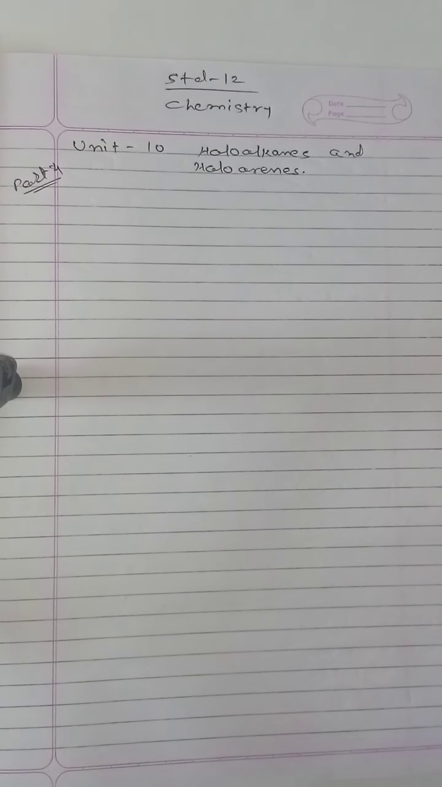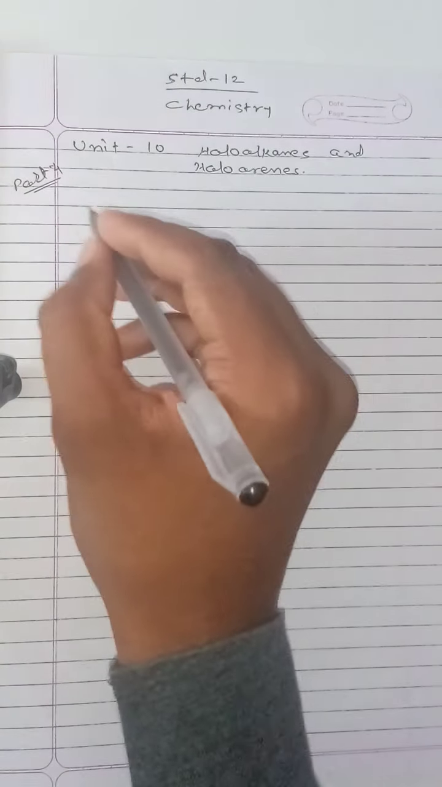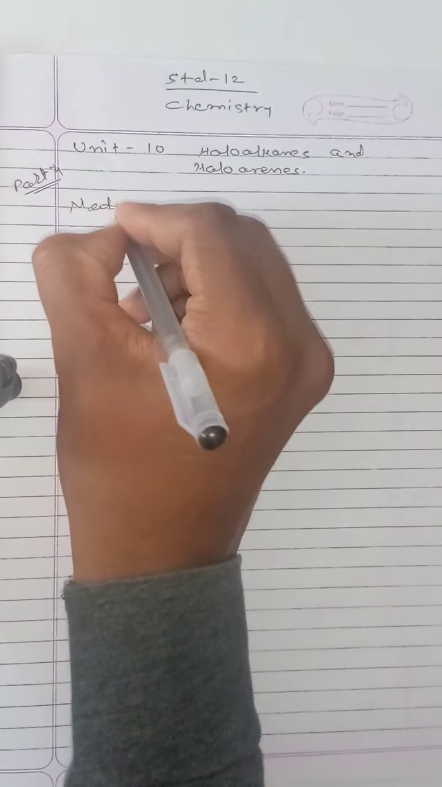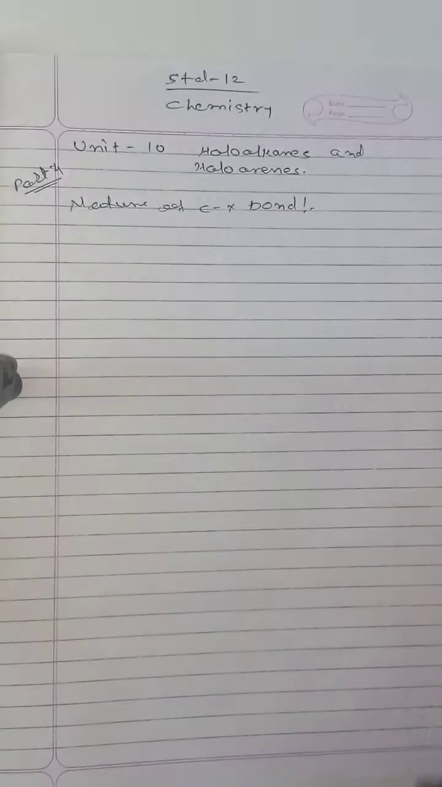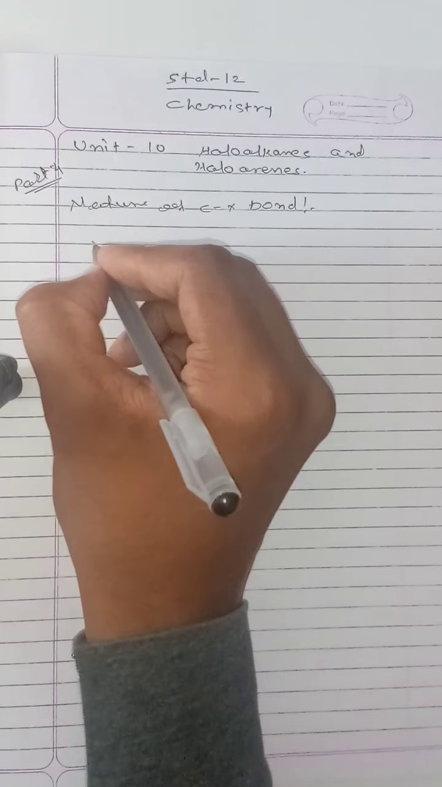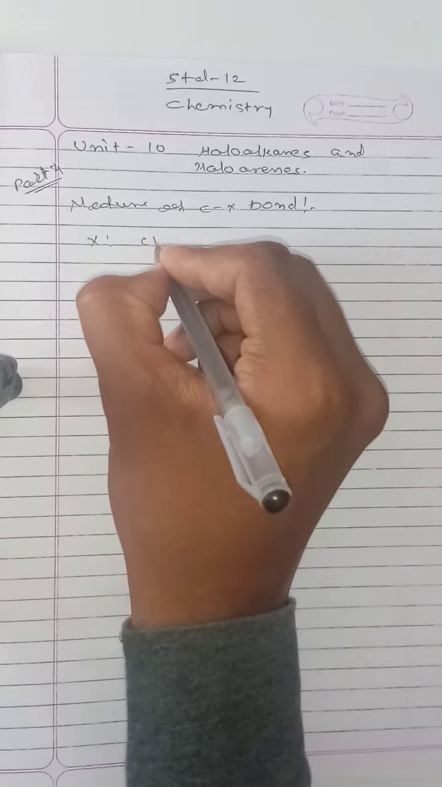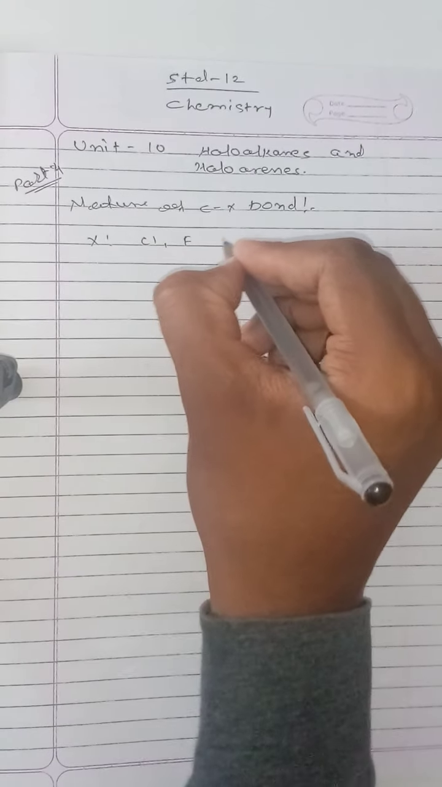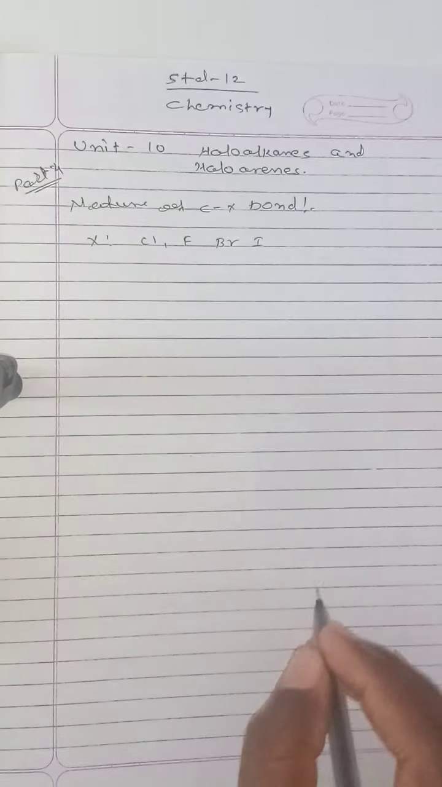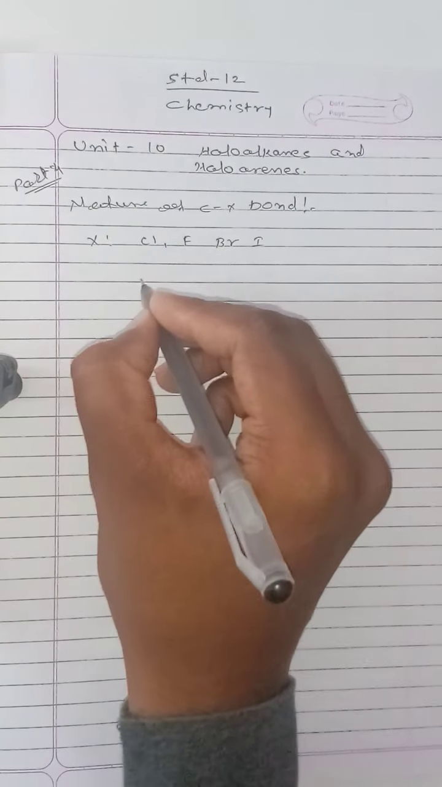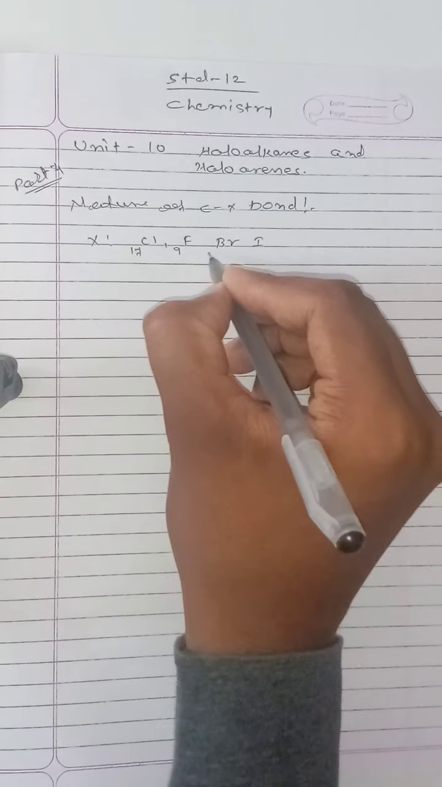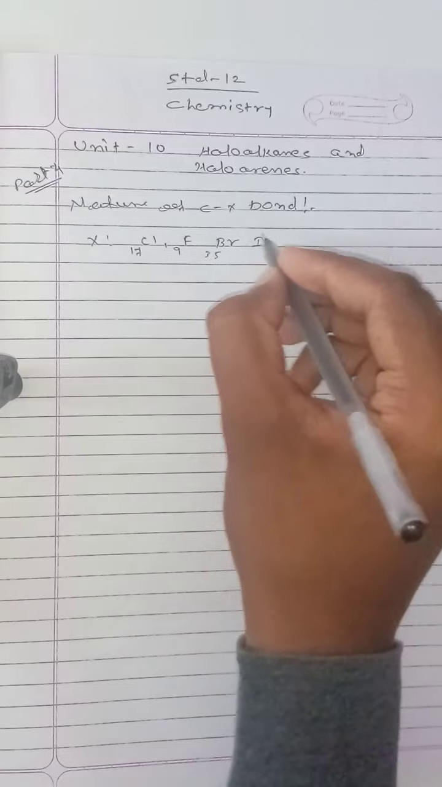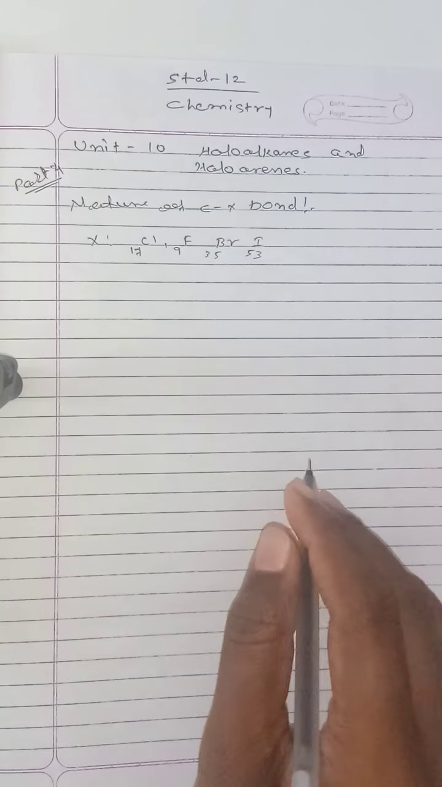In third part, we learn about IUPAC nomenclature of haloalkanes and haloarenes. Today we are going to learn the nature of the C–X bond. So first of all, here X stands for chlorine, fluorine, bromine and iodine. For fluorine, atomic number is 9, for chlorine 17, for bromine 35, and for iodine 53.